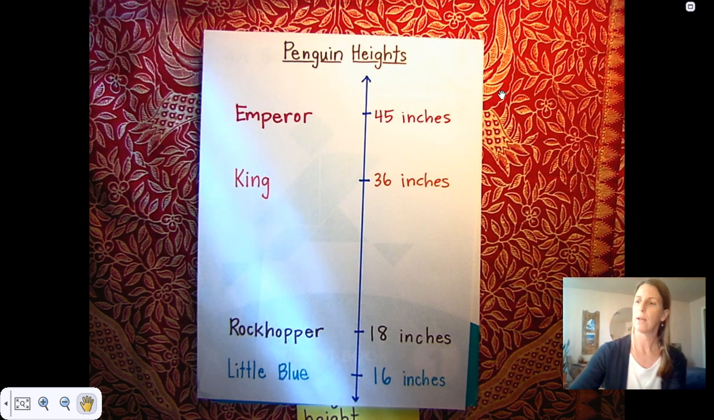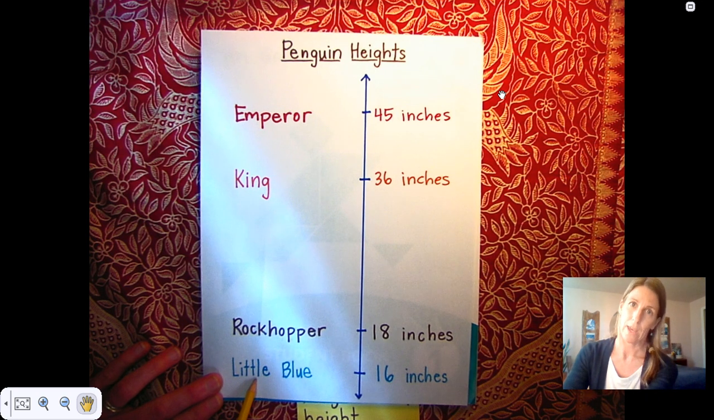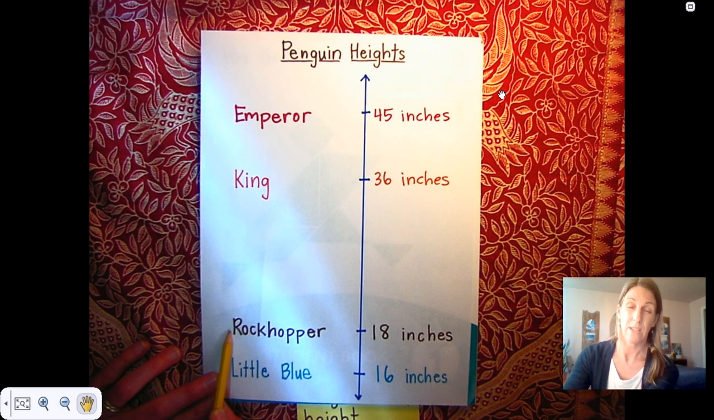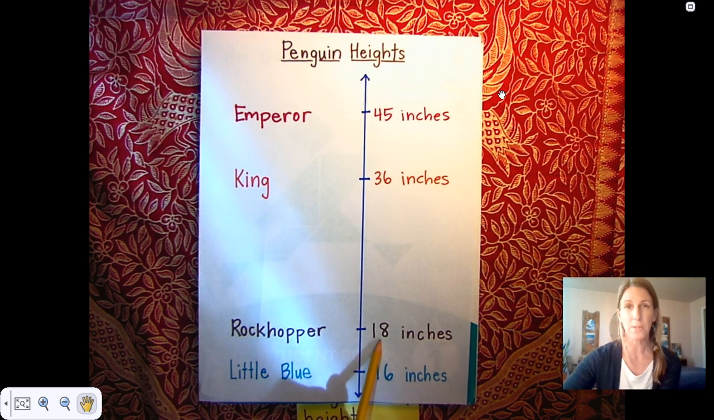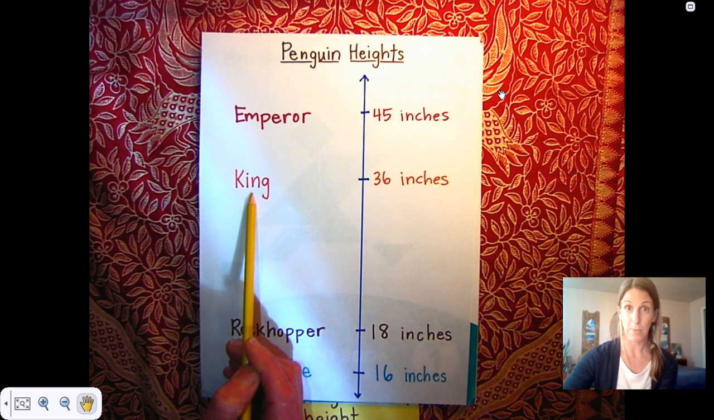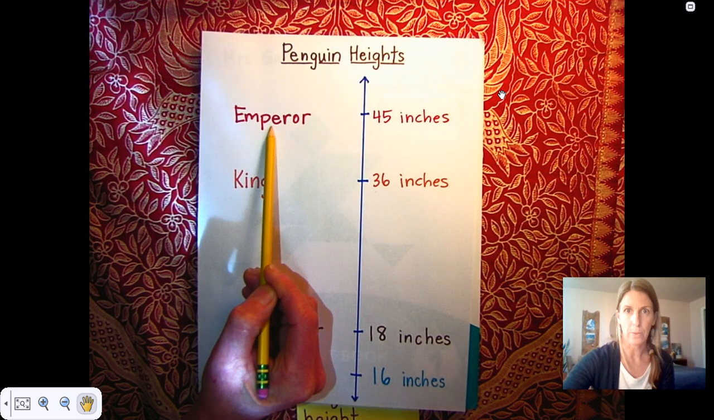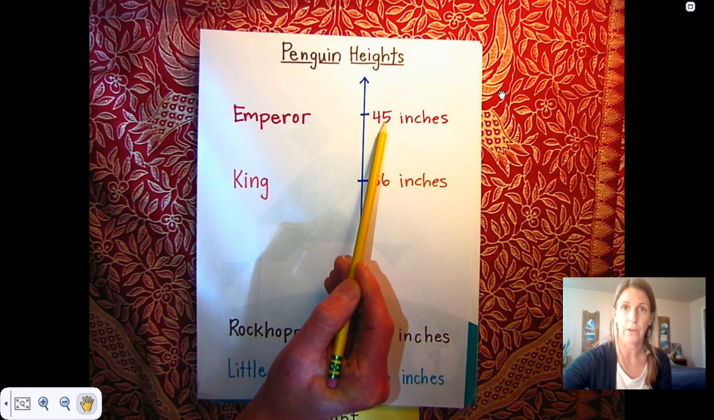So thinking back, the littlest of all the penguins is that little blue, and a little blue penguin is 16 inches tall. Then moving on up, we studied that rockhopper penguin with the silly feathers that go out like this. Those rockhopper penguins were 18 inches tall. The king penguins with the nice coloration, 36 inches tall. And then the emperor penguins, the biggest of all the penguins, 45 inches tall.